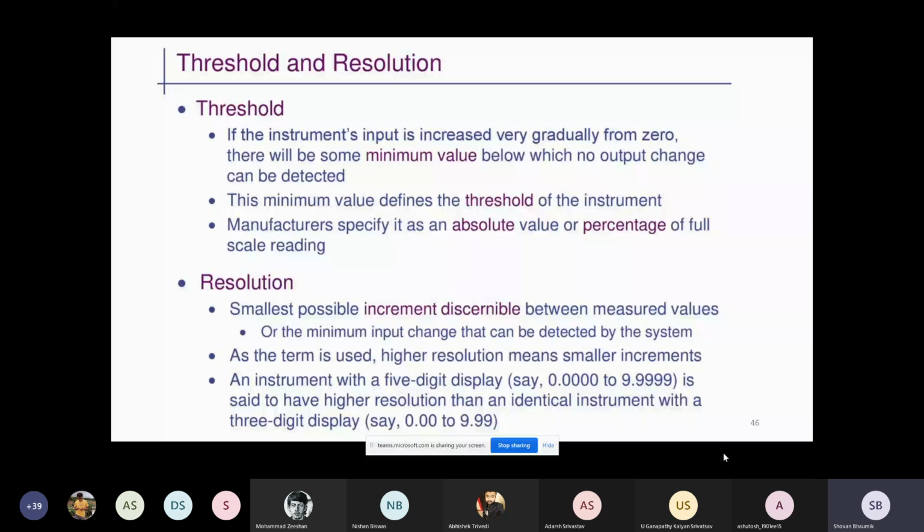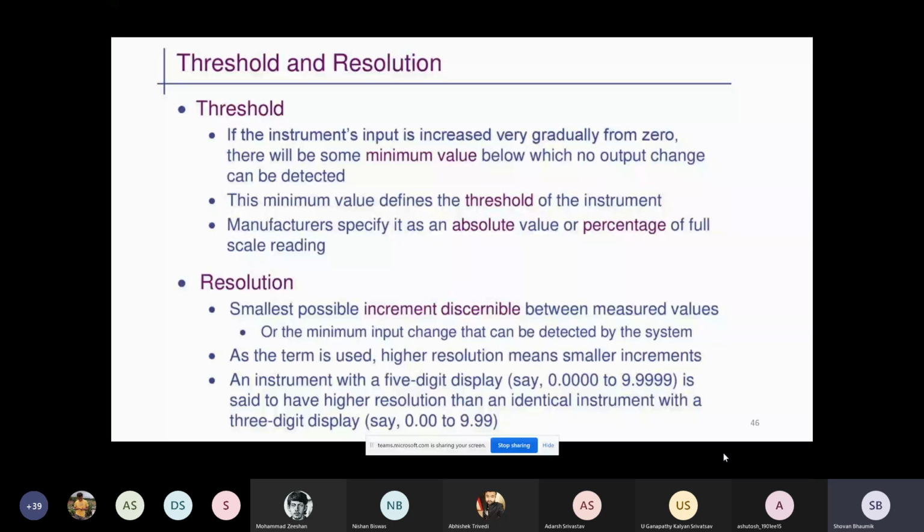So suppose you use an instrument which shows 12.23 volt and it can give accurate measurement up to the second decimal place. Another instrument can give accurate measurement up to the first decimal place. The one giving accurate measurement up to the second decimal place has more resolution. So the resolution is defined as the smallest possible incremental value between measured values. As the term is used, higher resolution means that a smaller incremental change can be measured.